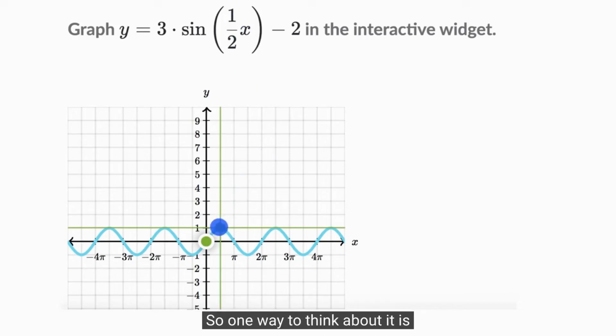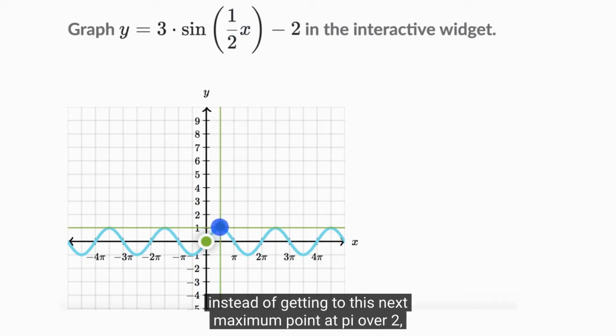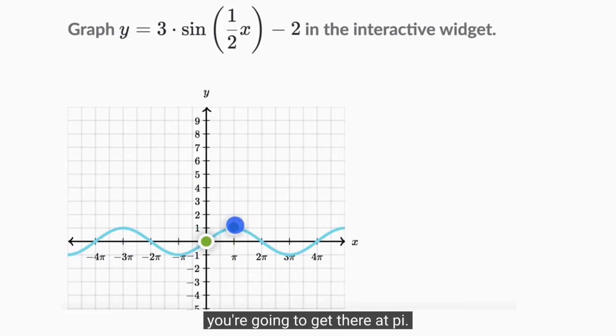So instead of getting to this next maximum point at pi over 2, you're going to get there at pi. And you could test that. When x is equal to pi, this will be 1/2 pi. Sine of 1/2 pi is indeed equal to 1.